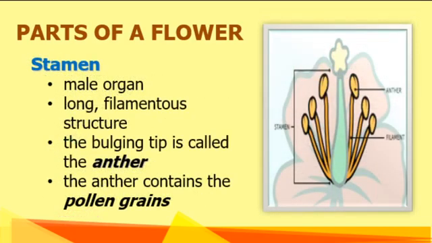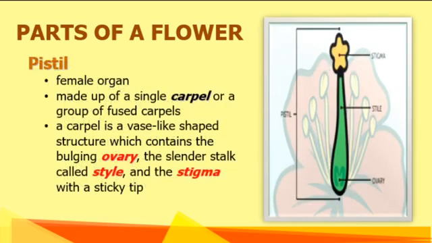Other than that, we also have the stamen. This is the male organ of the flower, and the filament is the long filamentous structure, and the bulging tip is called the anther. That's where we find the pollen grains. The pistil is the female organ, and it is made up of a single carpel or a group of fused carpels. A carpel is a vase-like shaped structure which contains the bulging ovary, the slender stalk called style, and the stigma with a sticky tip.